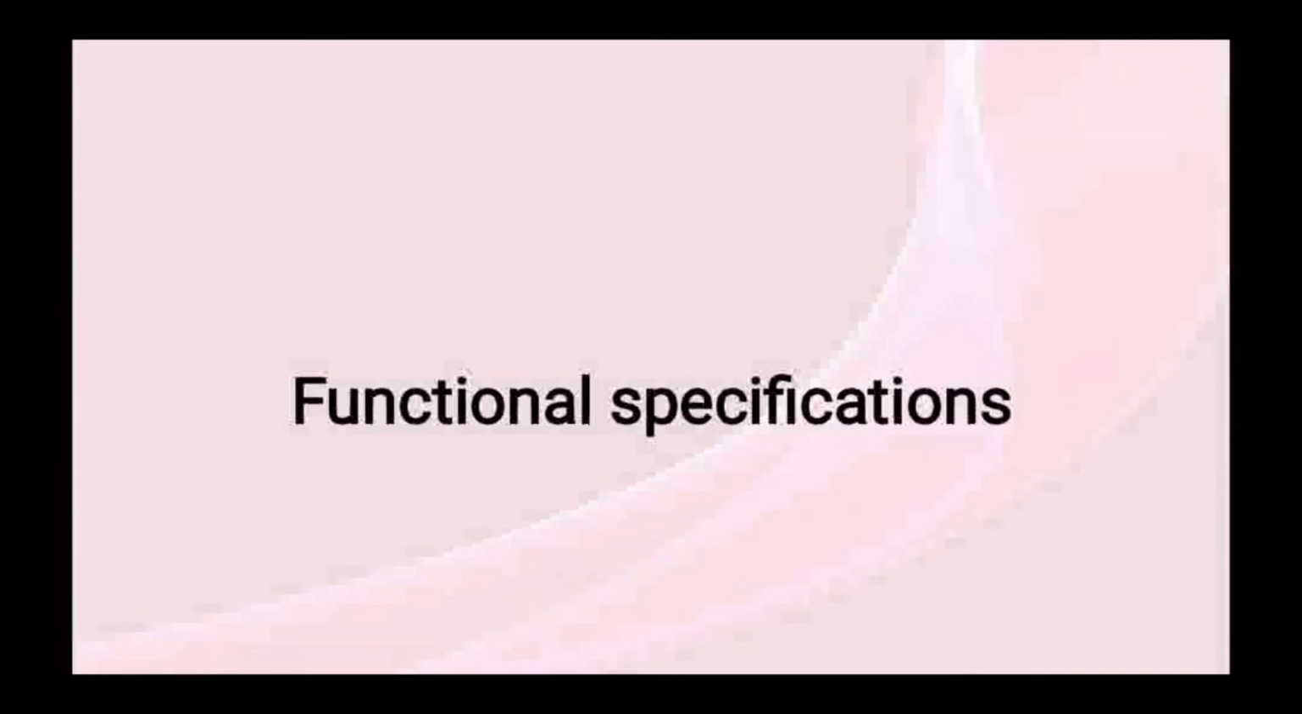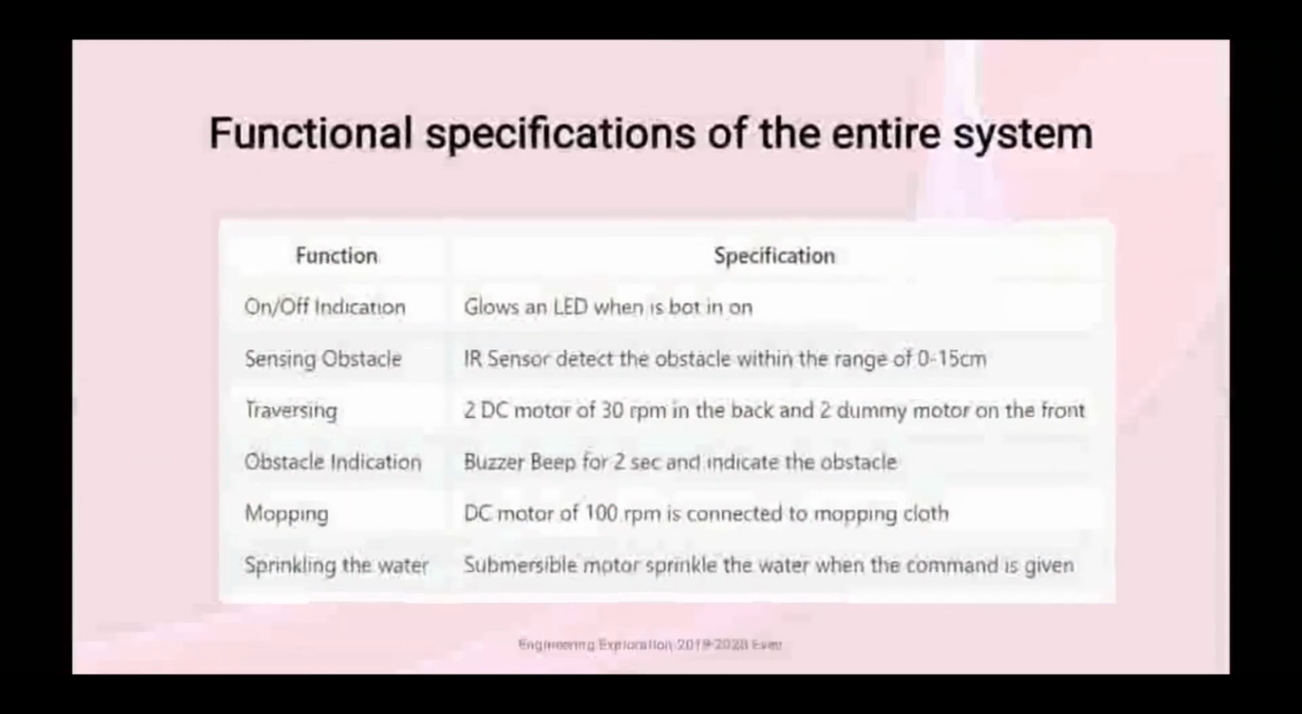Functional specifications. On or off indication: glows an LED when the boat is on. Sensing obstacle: the IR sensor detects the obstacle within the range of 0 to 15 cm. Traversing: 2 DC motors of 30 rpm in the back and 2 dummy motors in the front. Obstacle indication: the buzzer beeps for 2 seconds to indicate the obstacle. Mopping: a DC motor of 100 rpm is connected to the mopping cloth. Sprinkling the water: the submersible motor sprinkles the water when the command is given.